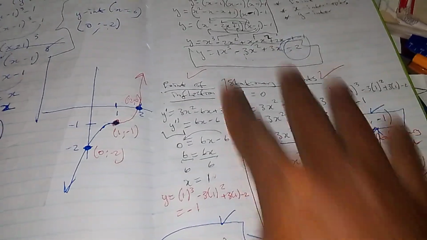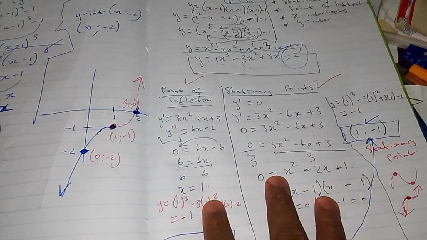So this is the same as what I was doing here, but here I was doing it in a longer way. Here I did it in a shorter way. So we have this graph.